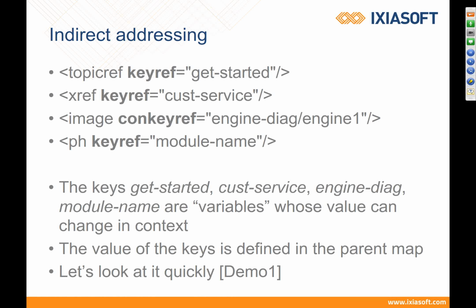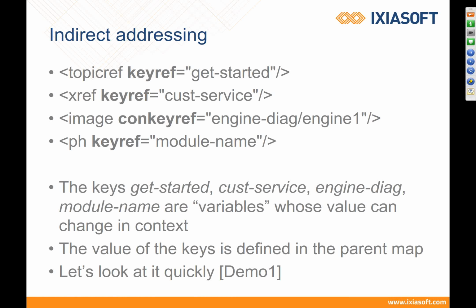It's just get started. And the same thing with the others. The third one is a conkeyref, which is sort of a combination, as the name would suggest, of a conref and a keyref, where you really have sort of a double key. You have the first half of the key that's going to point somewhere, and then the second half of the key is going to point somewhere within the first thing. Don't worry about that.